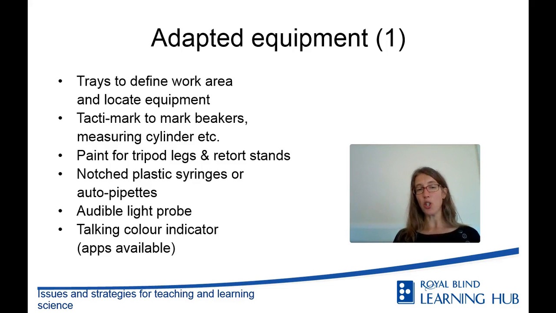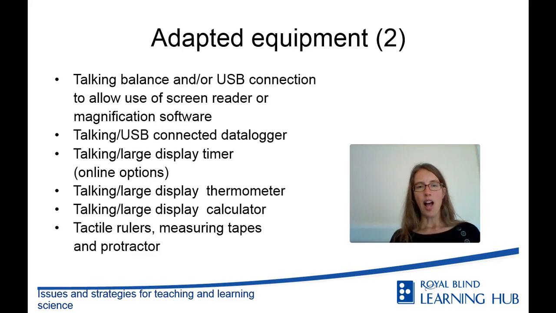You can get talking colour indicators. So if you're doing experiments where there's a colour change, there are proprietary colour indicator devices, but increasingly with things like apps, you can get colour apps that will speak. You can point them at a particular test tube or beaker and it will tell you the colour of the solution or the colour of the object, and that can be very handy and increasingly accessible.